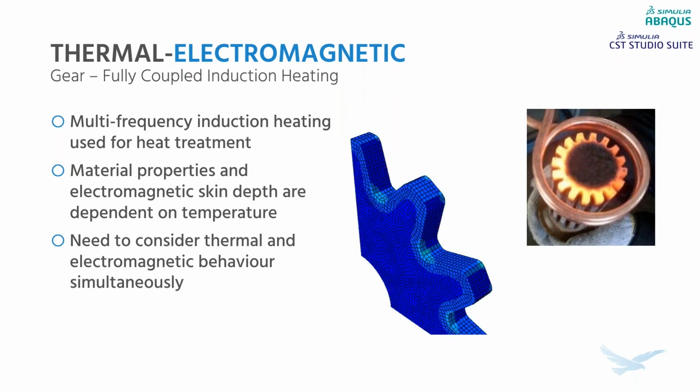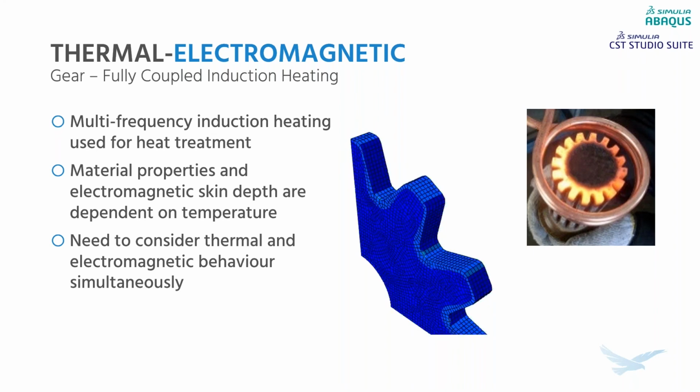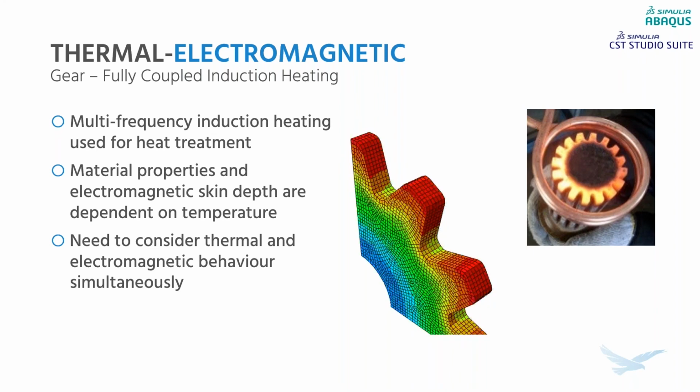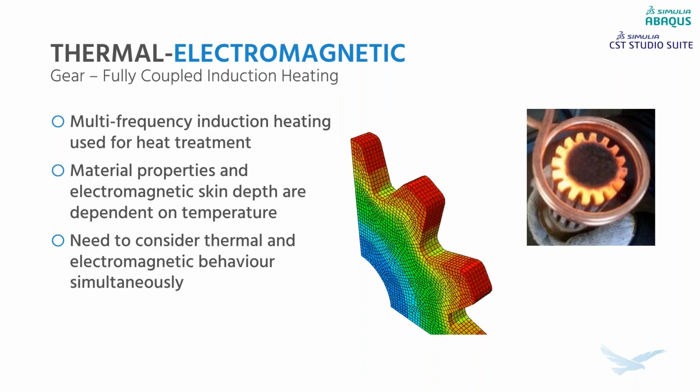We can also take a look at heating as a result of electrical current due to induction heating, so electromagnetism. In this example, we've got this gear and we're heat treating it with induction. This particular problem wanted to look at what happens if you use multiple frequencies. The different frequencies are going to give us a different skin depth on that heat treatment, allow us to get faster heat treatment and more consistent.